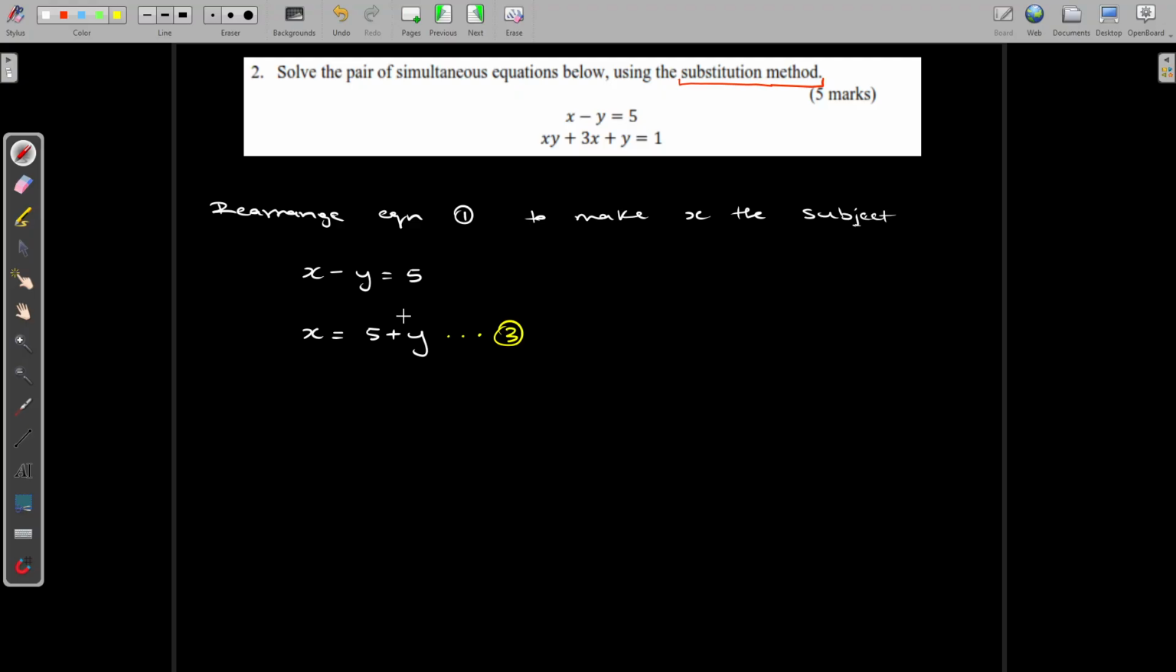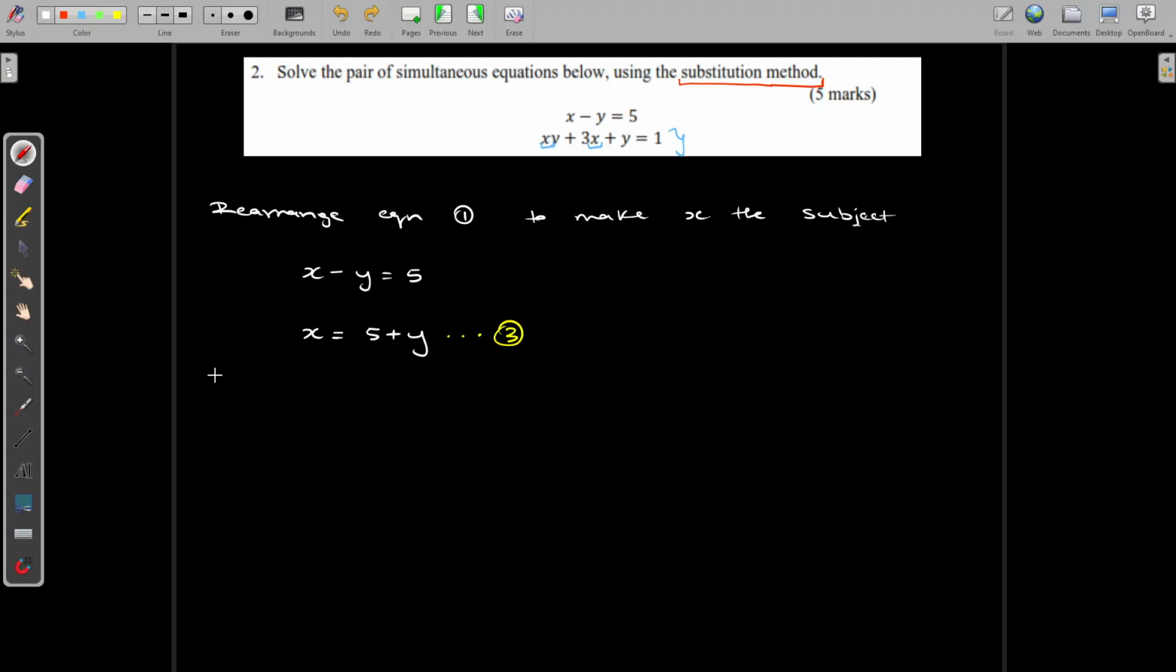So after we've made one of the variables the subject, our question is basically done. All we need to do now is to substitute that particular variable in the equation we did not modify. So this is the equation we did not modify. This is the one we're going to be substituting where the x is. So wherever we have x, we're going to replace it with 5 plus y, because that's what x is. X is equal to 5 plus y.